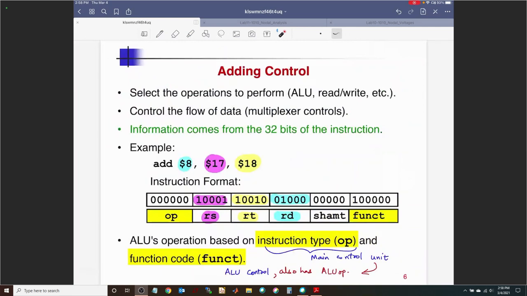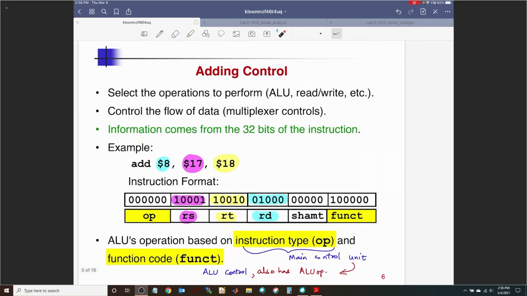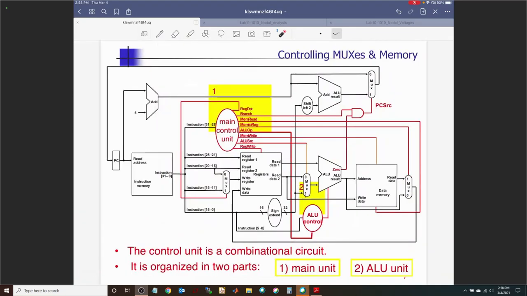All right, so let's move on here and take a look at the two units, right? So the control unit is a combinational circuit. There is no memory involved in that. Things are always going to move from one end to the other. So take a look at the input and then determine what are the outputs. The combination of the inputs is directly impacting what is the output. There is no sequential element to this. There's no memory to these 2 units over here and here. Organized into 2 parts, main control unit and the ALU control unit. So we've been talking about that.